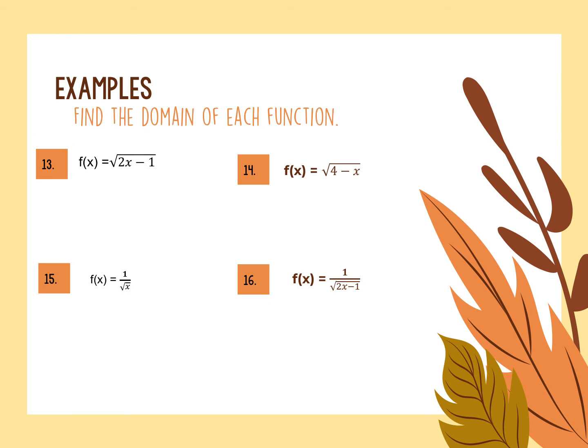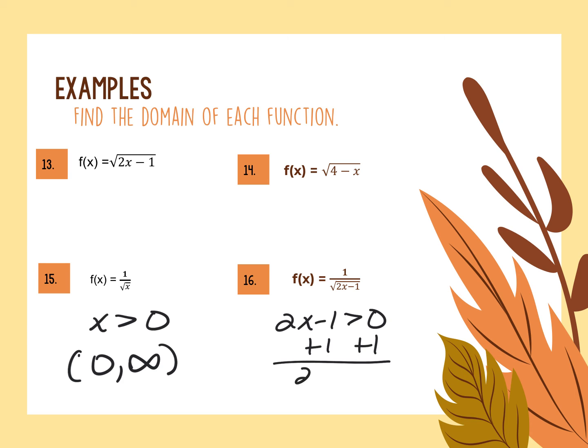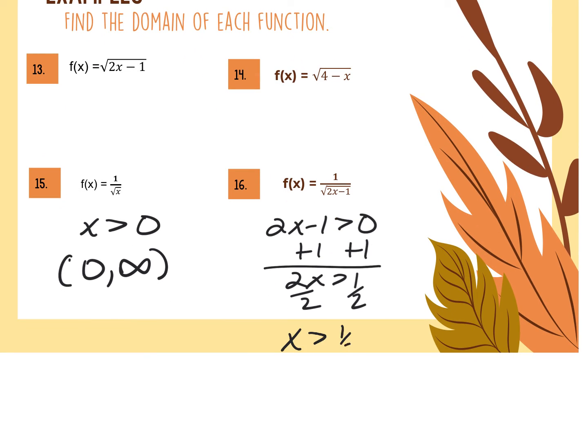So for the next one, I'm going to go ahead and do the 15 first. So whenever the radical's in the denominator, I'm going to set it only greater than 0 because I do not want it to equal 0. So this will just be 0 to infinity with parentheses. Over here, 2x minus 1 greater than 0, 2x greater than 1. So x has to be greater than 1/2. So parenthesis around half, going to infinity. Okay, so let me just go back up here and do 13 and 14.